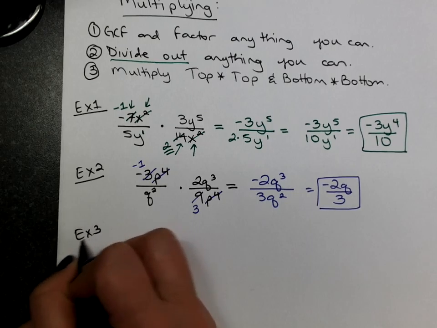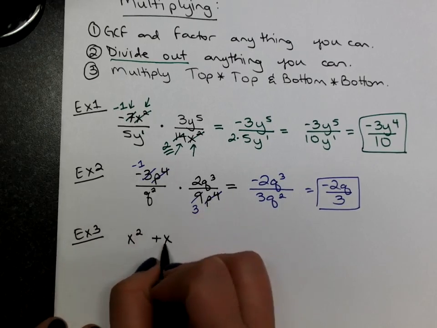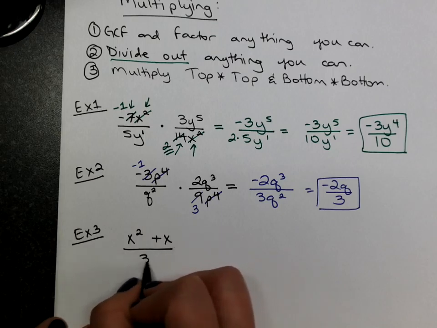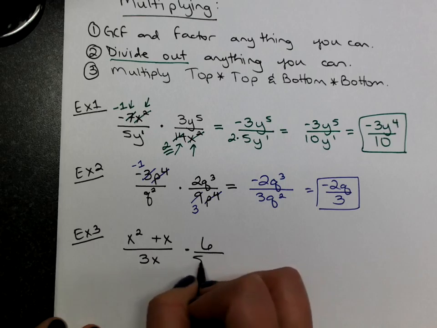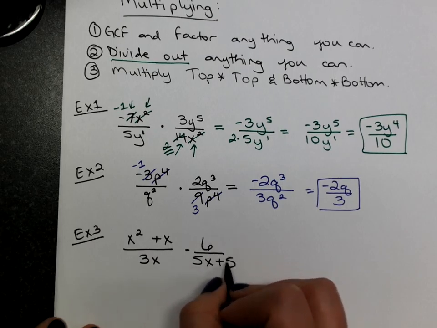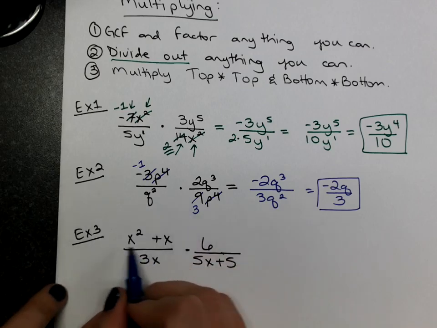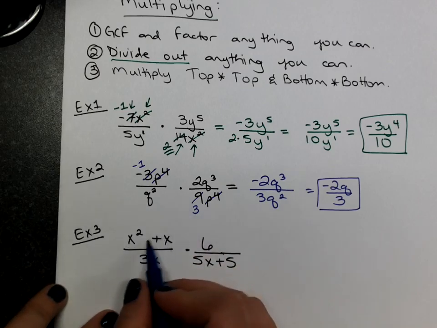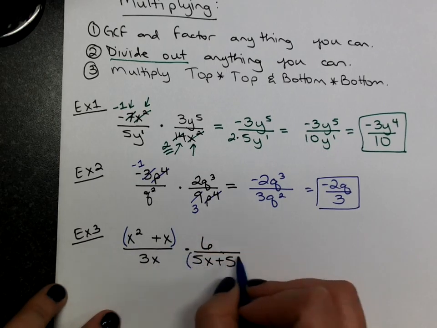So example 3. If I have x squared plus x over 3x times 6 over 5x plus 5. Now this looks big, scary, and crazy and too much going on. It really helps if you take a different color pen or pencil, and anytime you have more than one term on a numerator or denominator, put parentheses around it. Kind of makes it easier to look at.